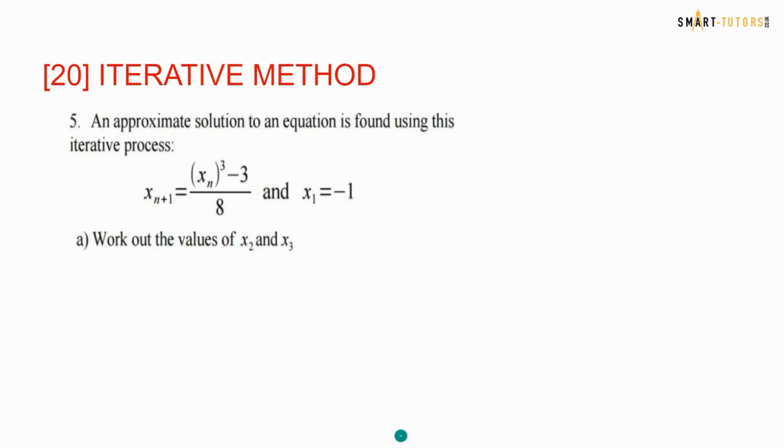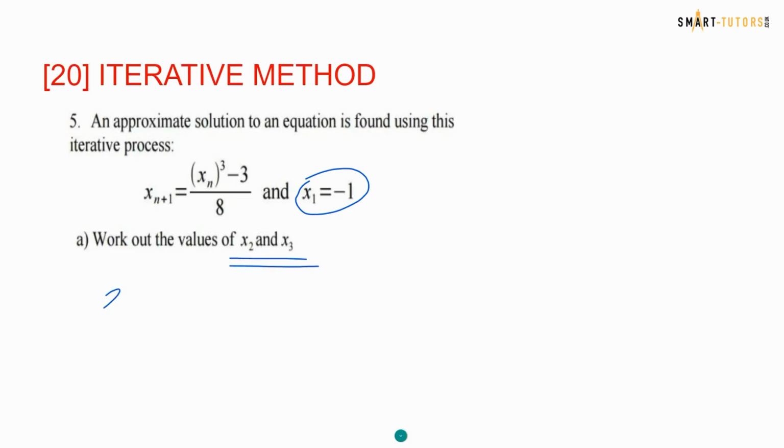Topic 20, iterative method. This topic won't be coming in paper 1, the non-calculator paper, but it's going to be in paper 2 or paper 3, and we are doing a final revision, so we can quickly revise this one. An approximate solution to an equation is found using this iterative process. The iterative equation is given. This is what we call the starting value, and they're asking to work out x2 and x3.